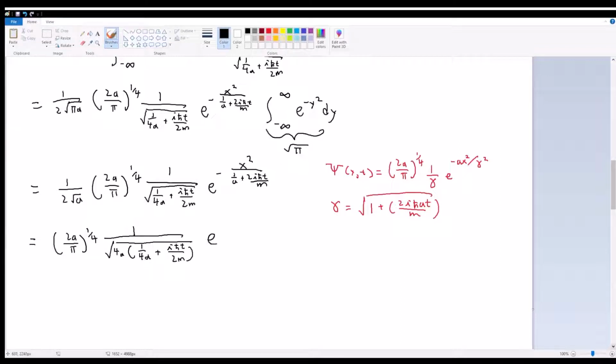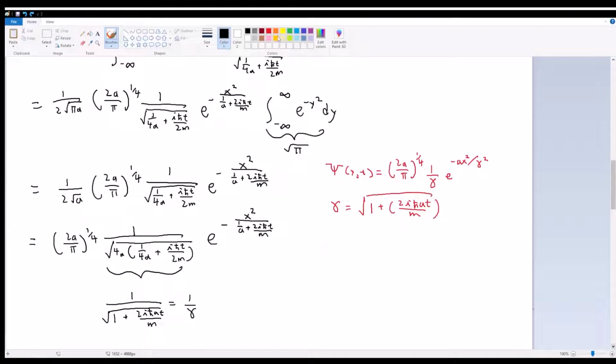And then we have e to the negative x squared over 1 over a plus 2i h bar t over m. So this is going to drop off into square root of 1 plus 2i h bar at over m. And that's exactly what, this is just 1 over gamma, because gamma equals this. Now, for this exponential side, we know what it's supposed to look like, so let's just square gamma, take it in the denominator and multiply by a and see what we get. So what is this going to become?